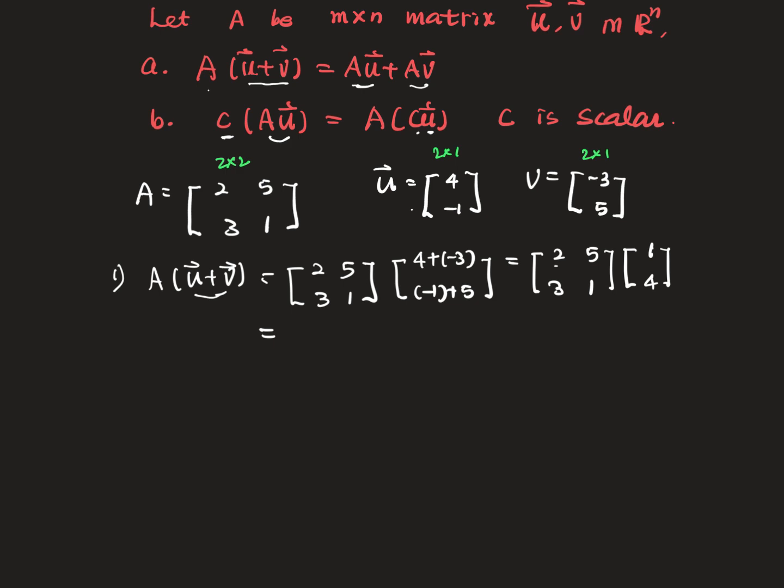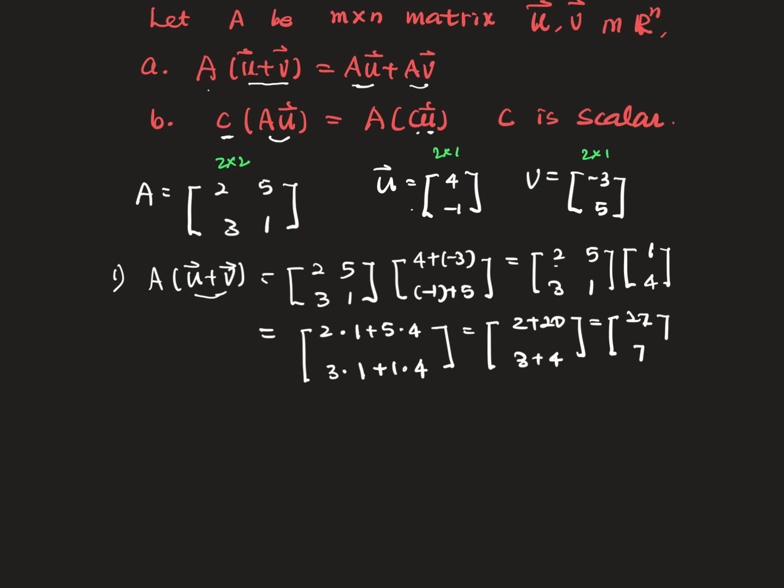So this one, 2 times 1 plus 5 times 4. Second row, 3 times 1 plus 1 times 4. So this is going to be 2 plus 20, 3 plus 4. That's going to be 22, 7. Does that make sense? Okay, let's try doing the product first and adding later.